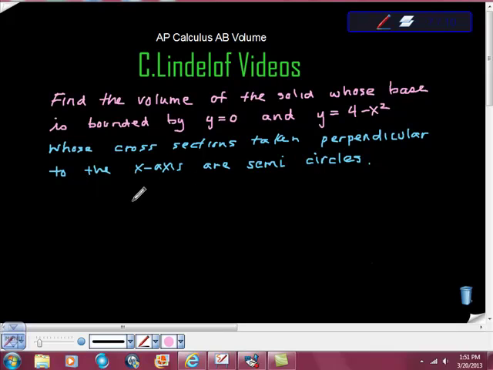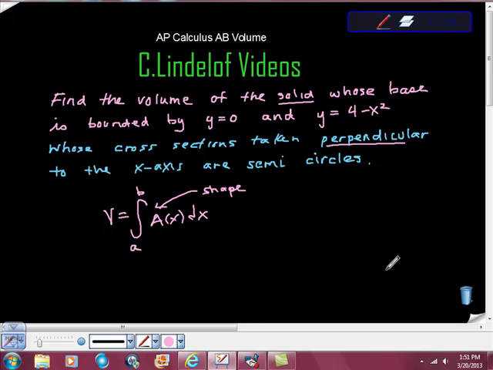So this is what I want to tell you. When you see something like this, and you see solid, you start thinking that the volume is equal to the definite integral from a to b of A(x) dx, where A is the area of the shape that we're interested in. So this is what we have. Let's take a look at this really quick.